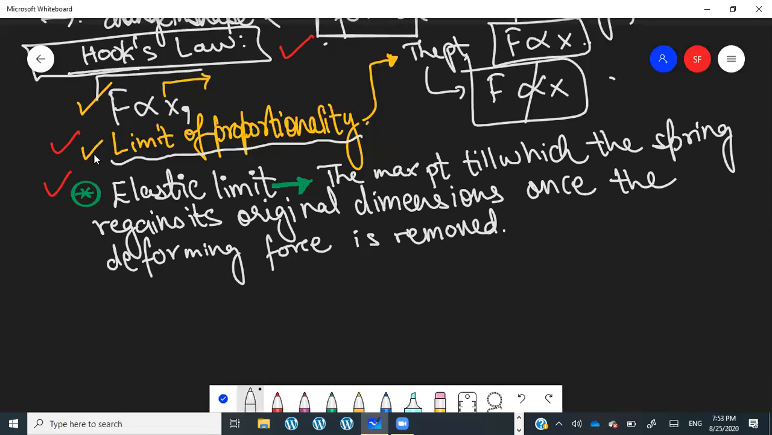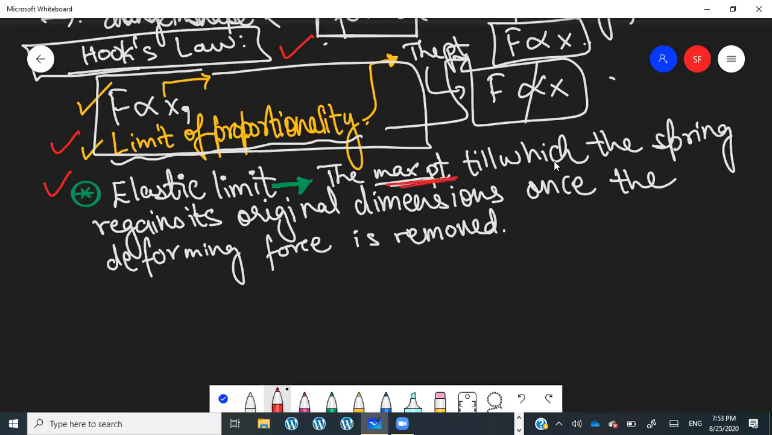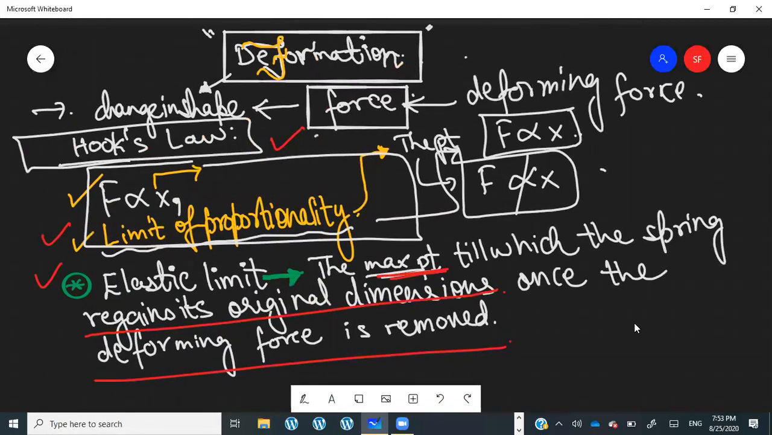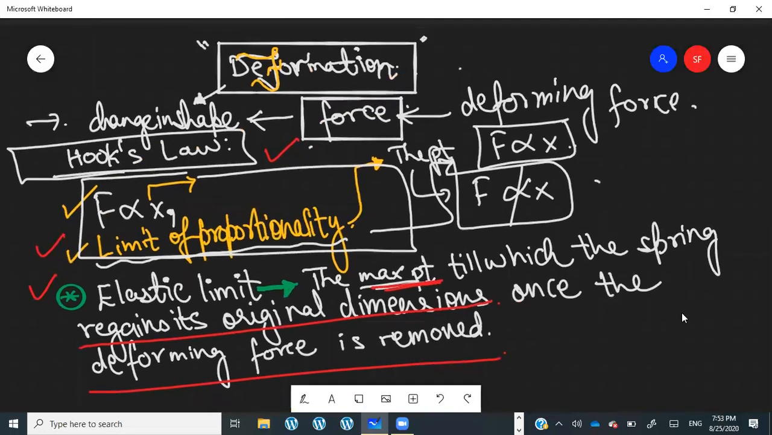For Hooke's law, these are the two key points. For limit of proportionality, this is the key point, that force remains proportional till this point, and after it, it is no longer proportional. And then elastic limit, the maximum point. Okay, maximum point is also a keyword, till which the spring regains its original dimensions once the deforming force is removed. Clear? I would just take a photo of this. We can move on then.